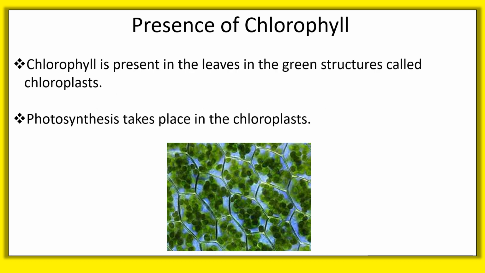So, presence of chlorophyll, this is the first condition. Chlorophyll is present in the leaves in the green structure called chloroplasts. Photosynthesis takes place in the chloroplast. Given below is the picture of chlorophyll and chloroplast. So see the picture, understand it, and let's move on to the next slide.